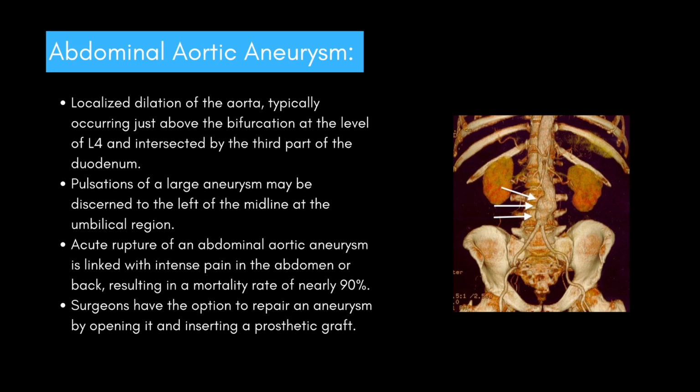Pulsations of a large aneurysm may be discerned to the left of the midline at the umbilical region. Acute rupture of an abdominal aortic aneurysm is linked with intense pain in the abdomen or back, resulting in a mortality rate of nearly 90%. Surgeons have the option to repair an aneurysm by opening it and inserting a prosthetic graft. And I have a picture of an abdominal aortic aneurysm to the right. Moving on.